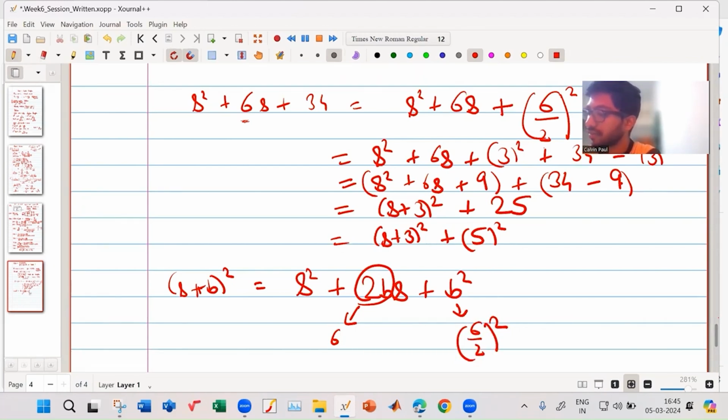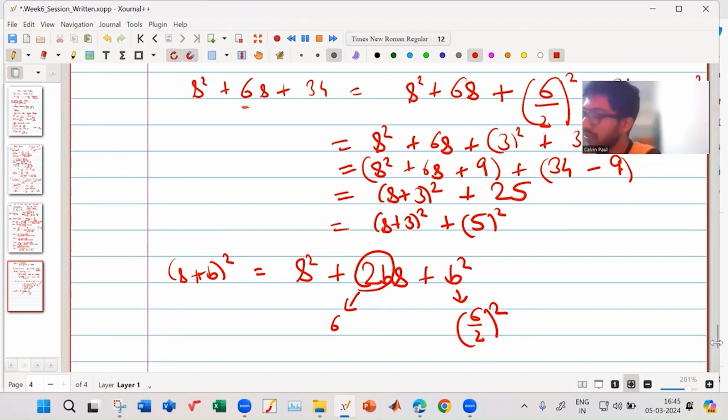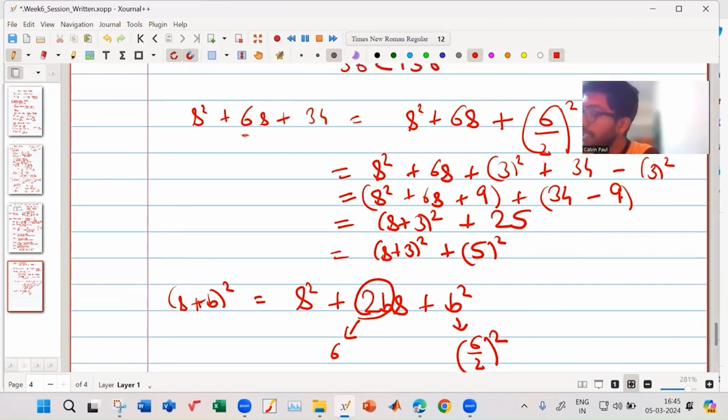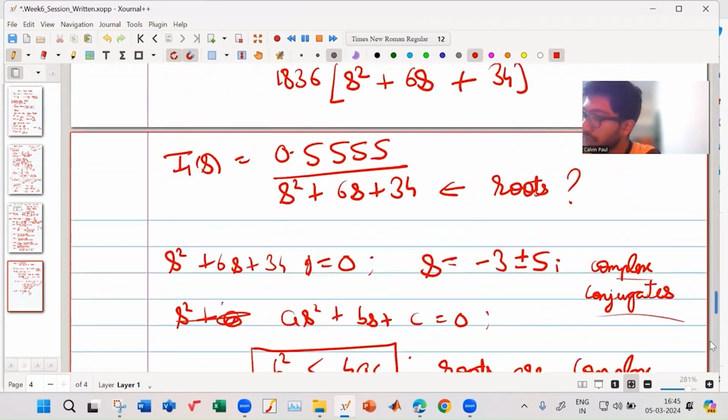S plus B the whole square. So this is what you do when there are quadratic equations raised to 2 with complex roots. This is the way you have to follow. This is the step. So now we go here.